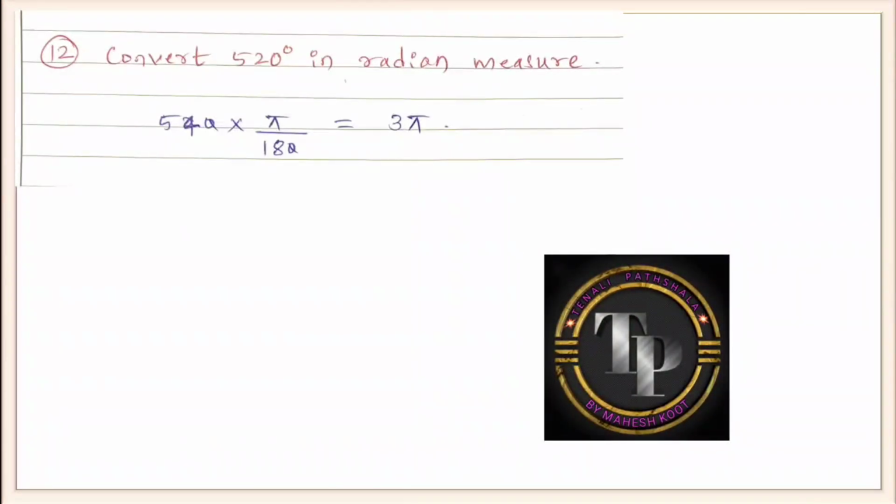Question number 12. Convert 540 degree in radian measure. This is also a very important question, guys. So many times this question is repeated. See, when you want to convert degree to radian, you multiply with pi by 180. And when you want to convert radian to degree, you have to multiply with 180 by pi. So here degree is given, you have to convert into radian. So multiply by pi by 180. So the zeros get cancelled. 18 ones are 18, 18 threes are 54. You will get 3 pi. How many radian? 3 pi radians.